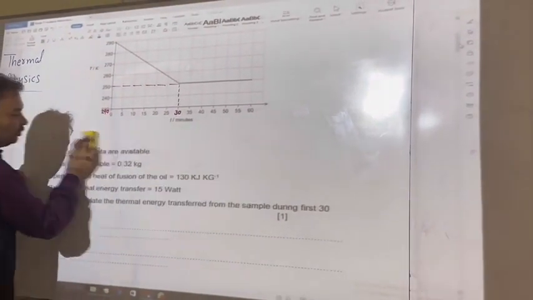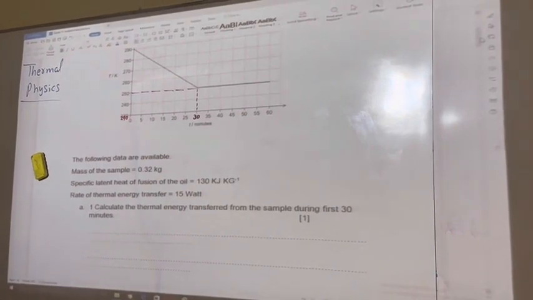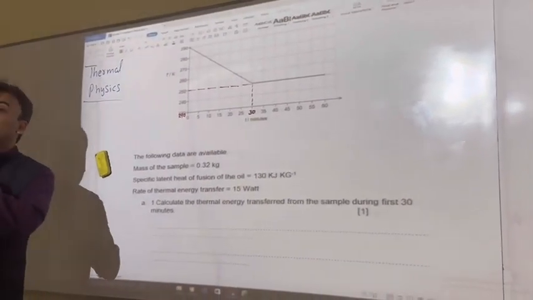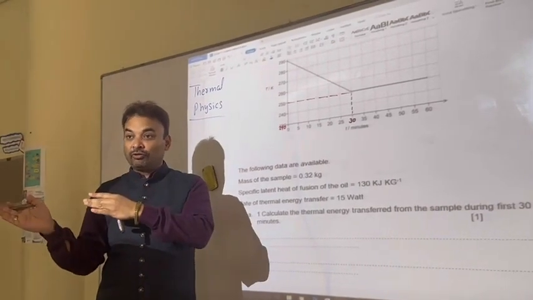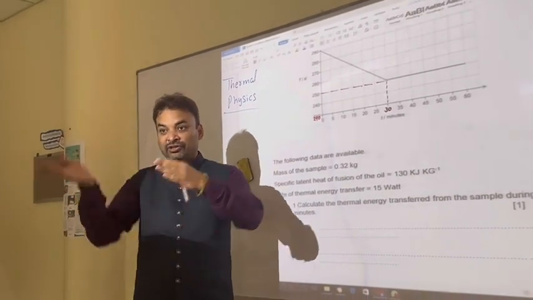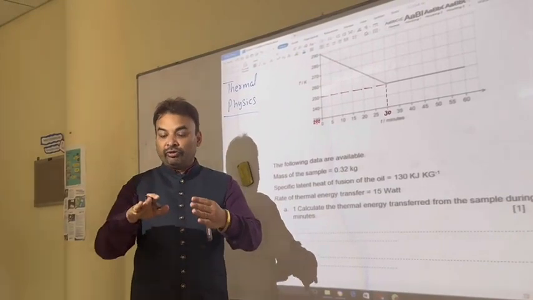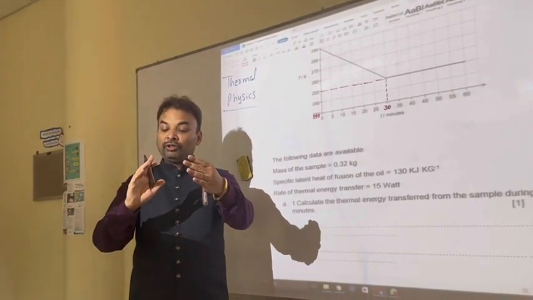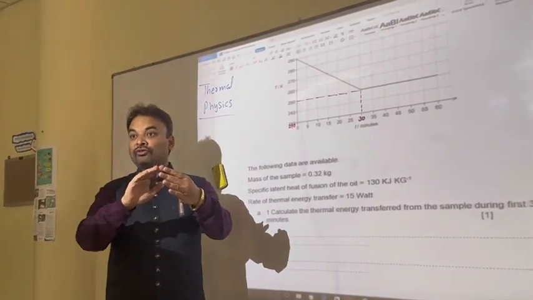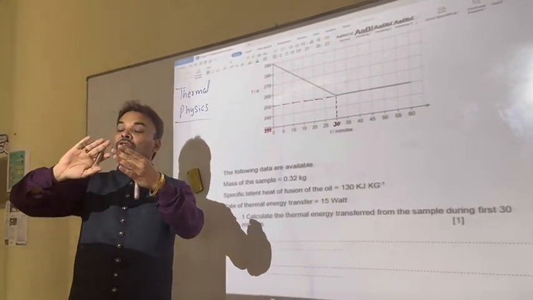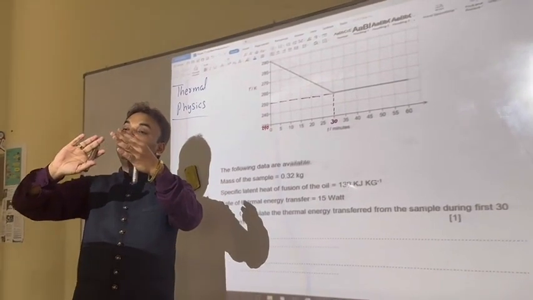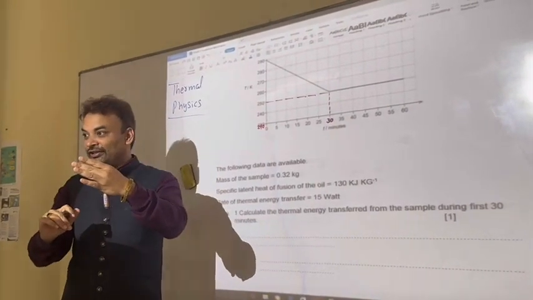So we need to calculate how much heat is transferred from the oil to the refrigerator, because the oil is at higher temperature. It is taken from room temperature, then kept inside the refrigerator. So what will happen? The energy from the oil will transfer to the refrigerator, and finally from the refrigerator to the surroundings. So how much heat energy is transferred from the oil to the refrigerator? We need to calculate that.